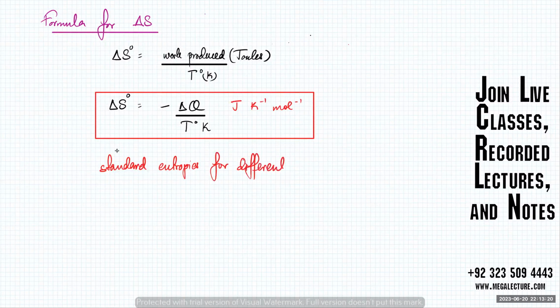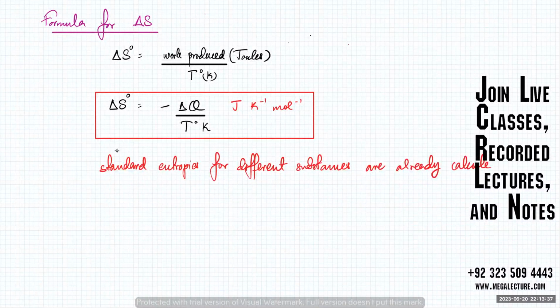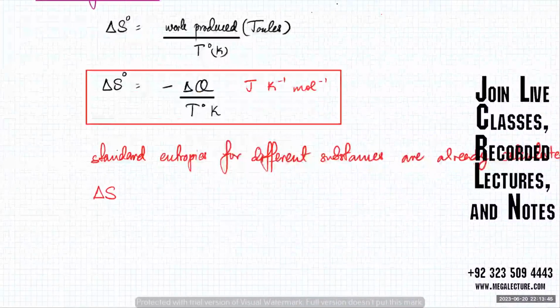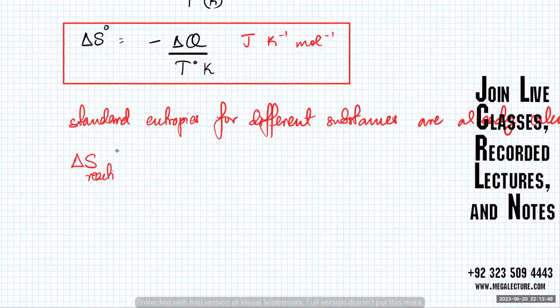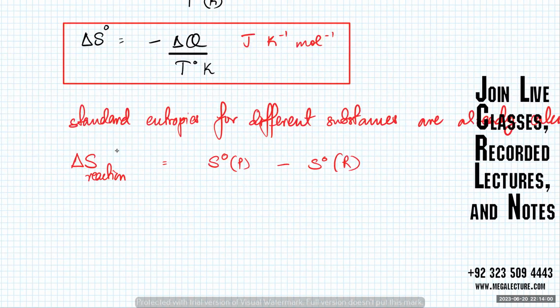So the formula just represents how it's done. Standard entropies for different substances are already calculated. So you're not interested in the standard entropy of different substances. What you're interested in is the delta S for a reaction, or the entropy change for a reaction. If you know the entropies of your reactants and products, then you just have to take the difference. And that's it.